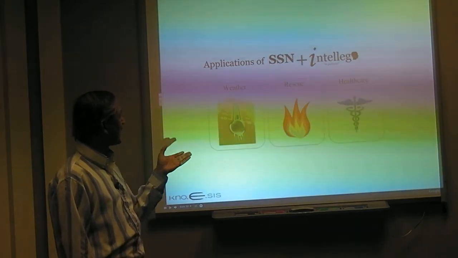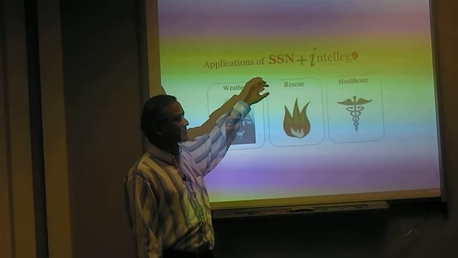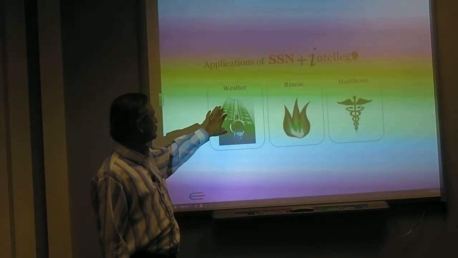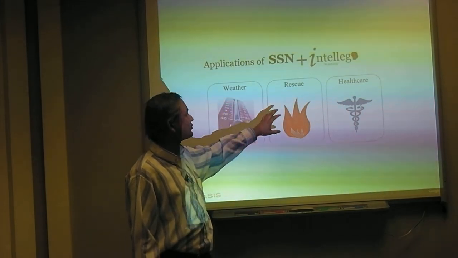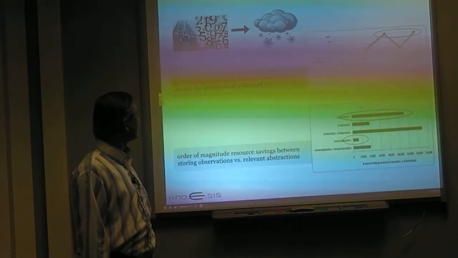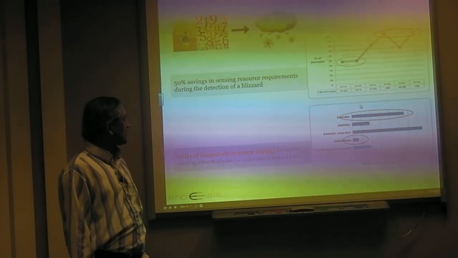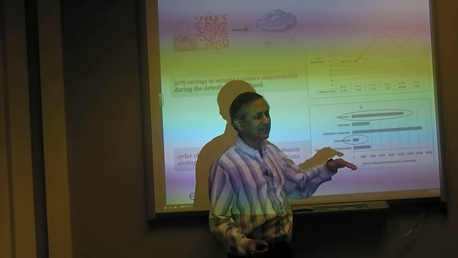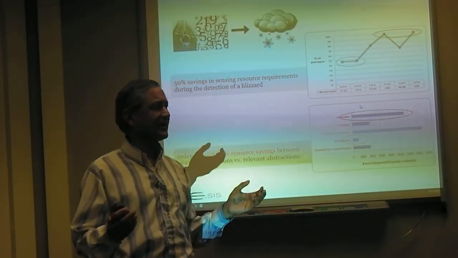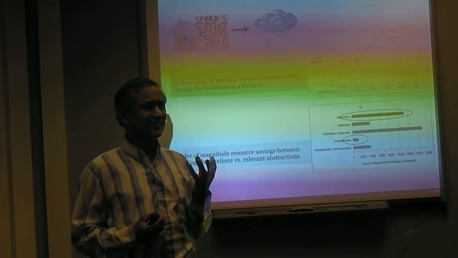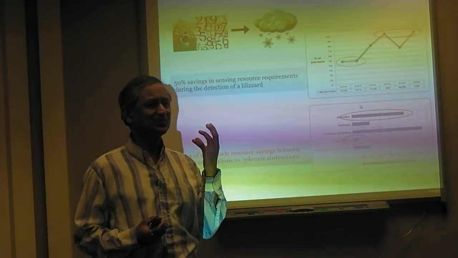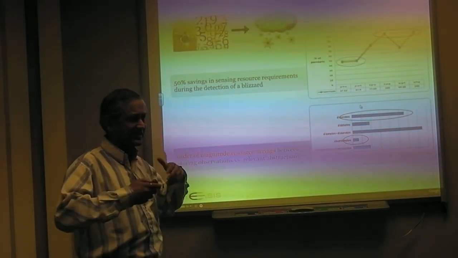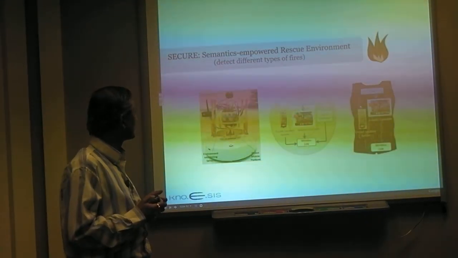So we had a variety of applications where we took semantic sensor network and this semantic perception framework, which I'm not discussing today, and applied it in weather, rescue, and healthcare kinds of cases. So what happens there is that you have a lot of raw data, but you're interested in abstractions. Compared to all the raw data, the number of abstractions is very few, and so it is much easier for humans to consume and make sense out of it and make decisions.